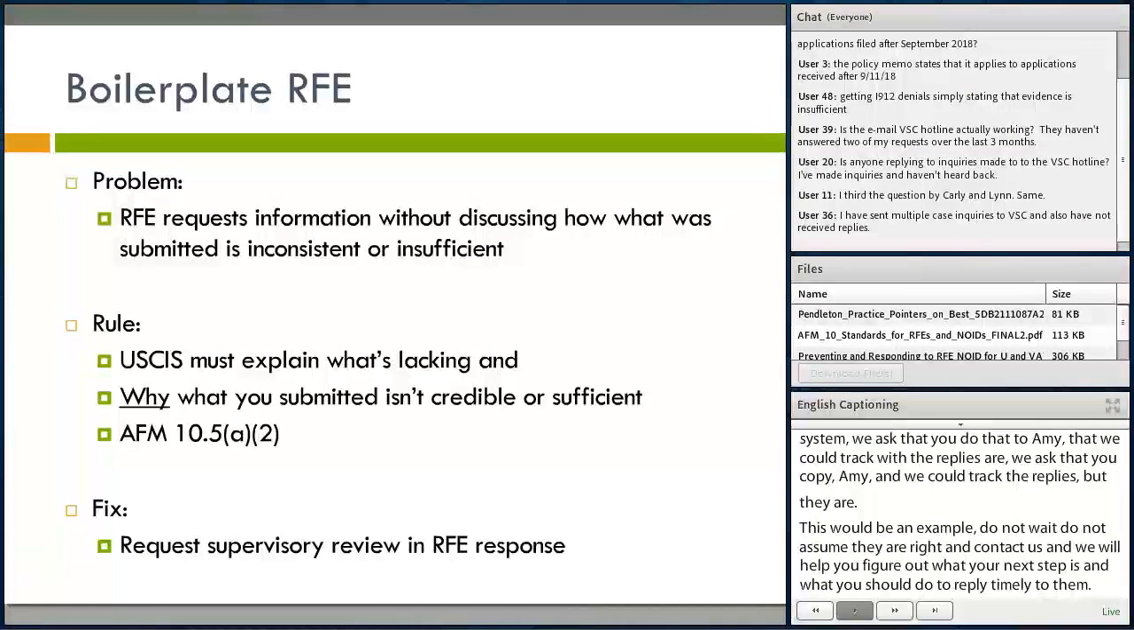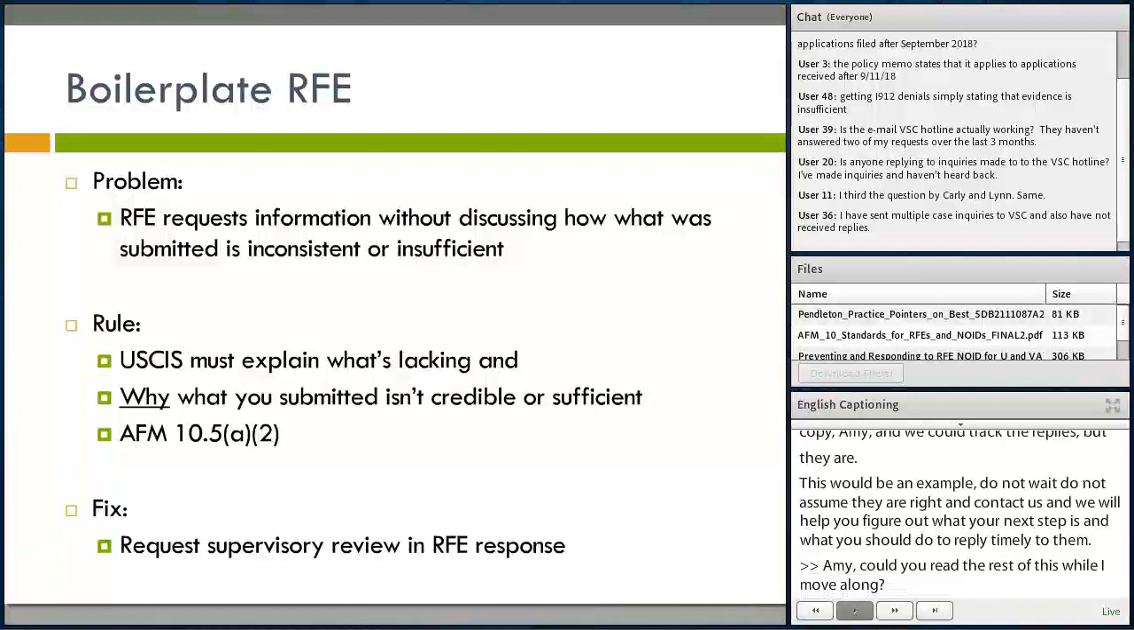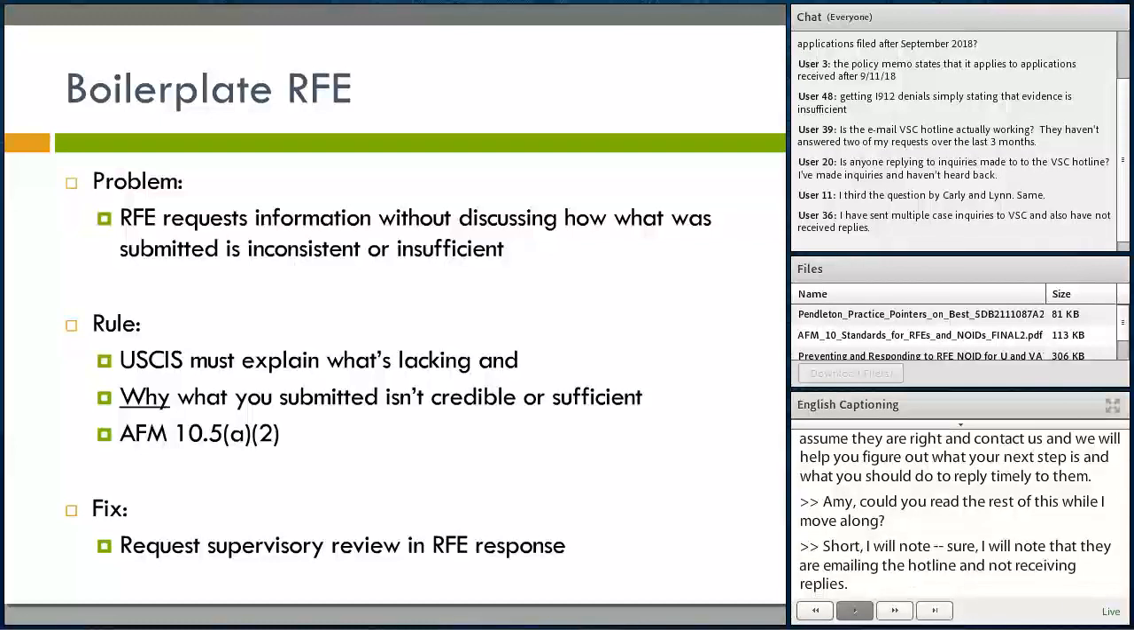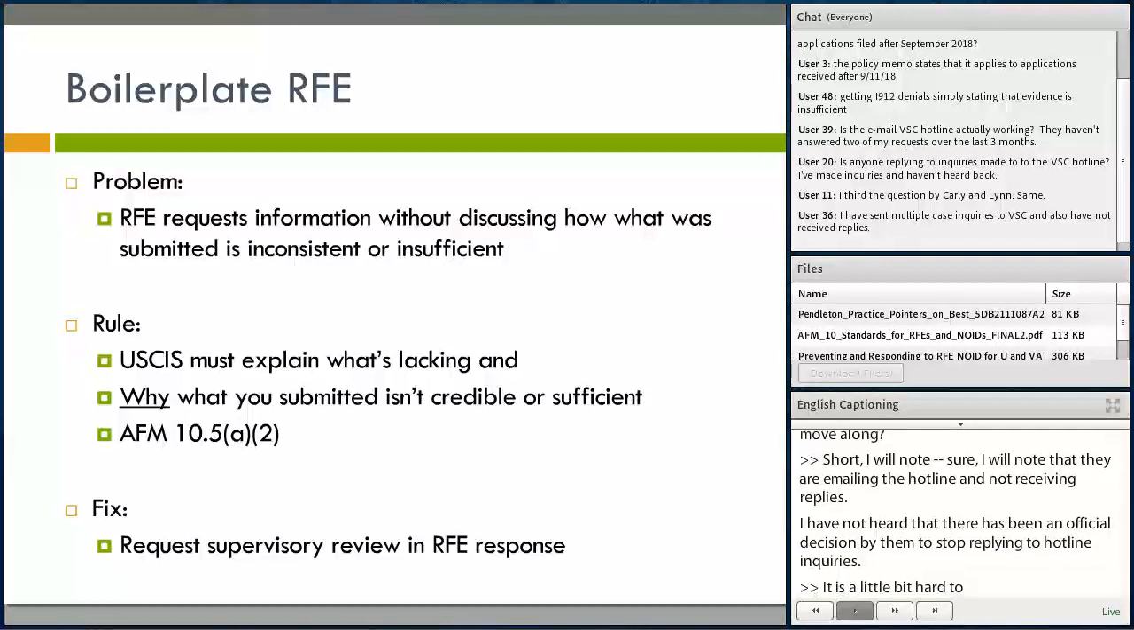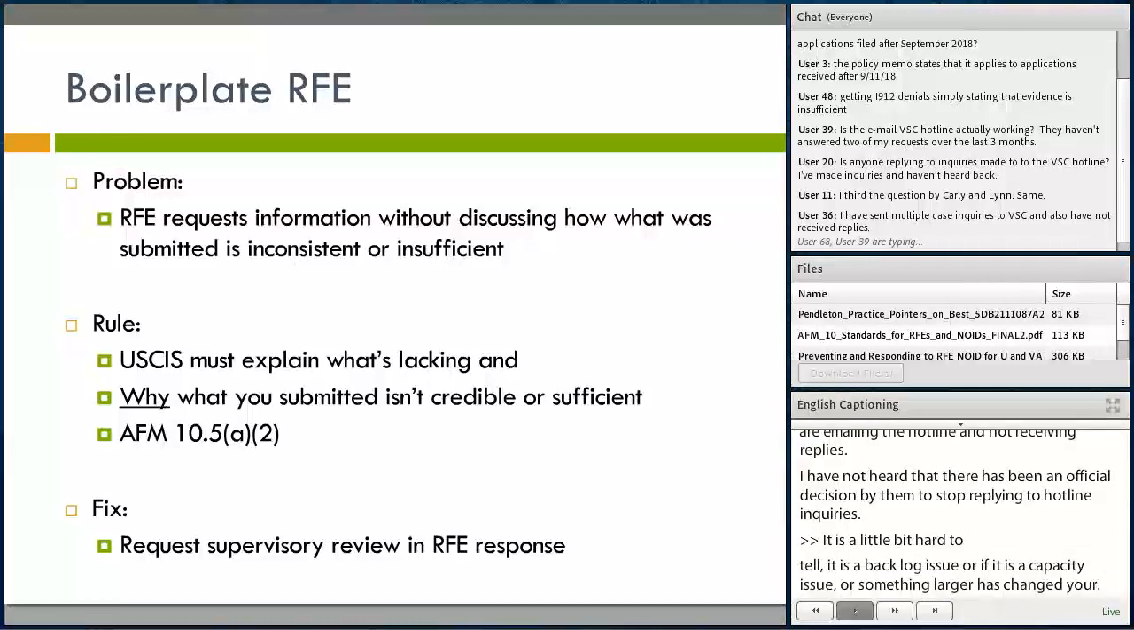Can I let you, Amy, read the rest of these chats while I move along? Sure. I will note that everybody is having the same issue where they're emailing the Vermont Service Center hotline and not receiving replies. I have not heard that there has been an official decision by Vermont to stop replying to hotline inquiries. So it's a little bit hard to tell if it's a backlog issue, if it's a capacity issue, or if something larger has changed here.